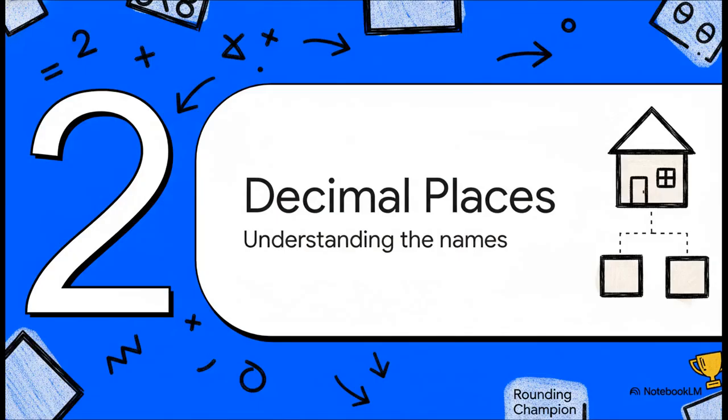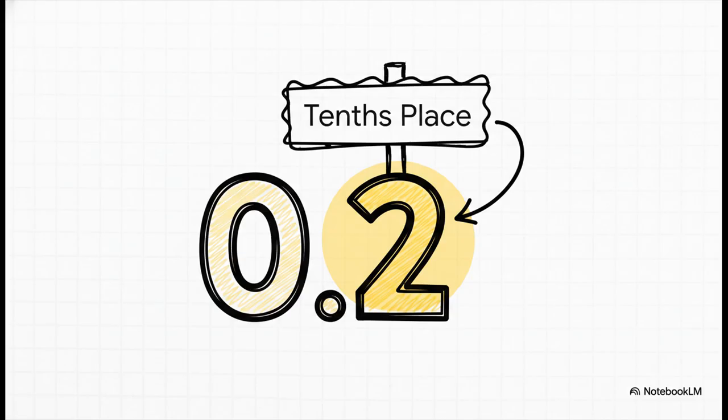Okay, before we can round anything, we need to know the names of the places where the numbers are sitting. We're talking specifically about the numbers that come after the decimal point. Getting this down is the absolute first step to rounding correctly. Everything we're going to talk about today happens to the right of this very important dot. This is the decimal point, and its job is to separate the whole numbers from all the smaller fractional parts of a number. So the very first spot right after the decimal point, we call that the tenths place.